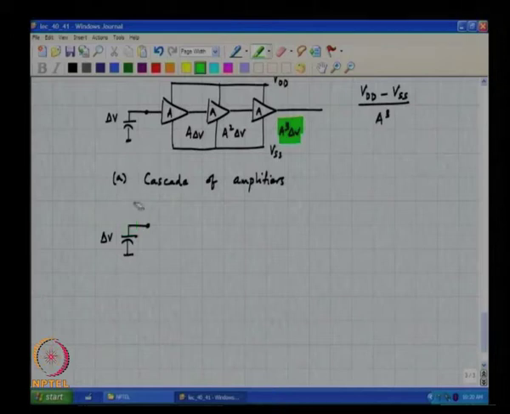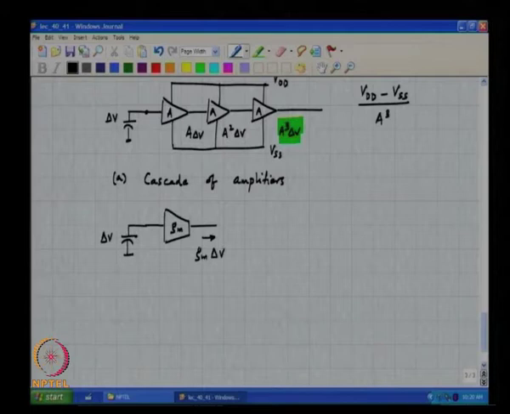So, basically what you want to do therefore is to have a current source which is controlled by delta V. Let us call this clearly a voltage controlled current source. So, if delta V is positive, this current is Gm times delta V this way, and what should I do? I should go and feed it back like this, all right.